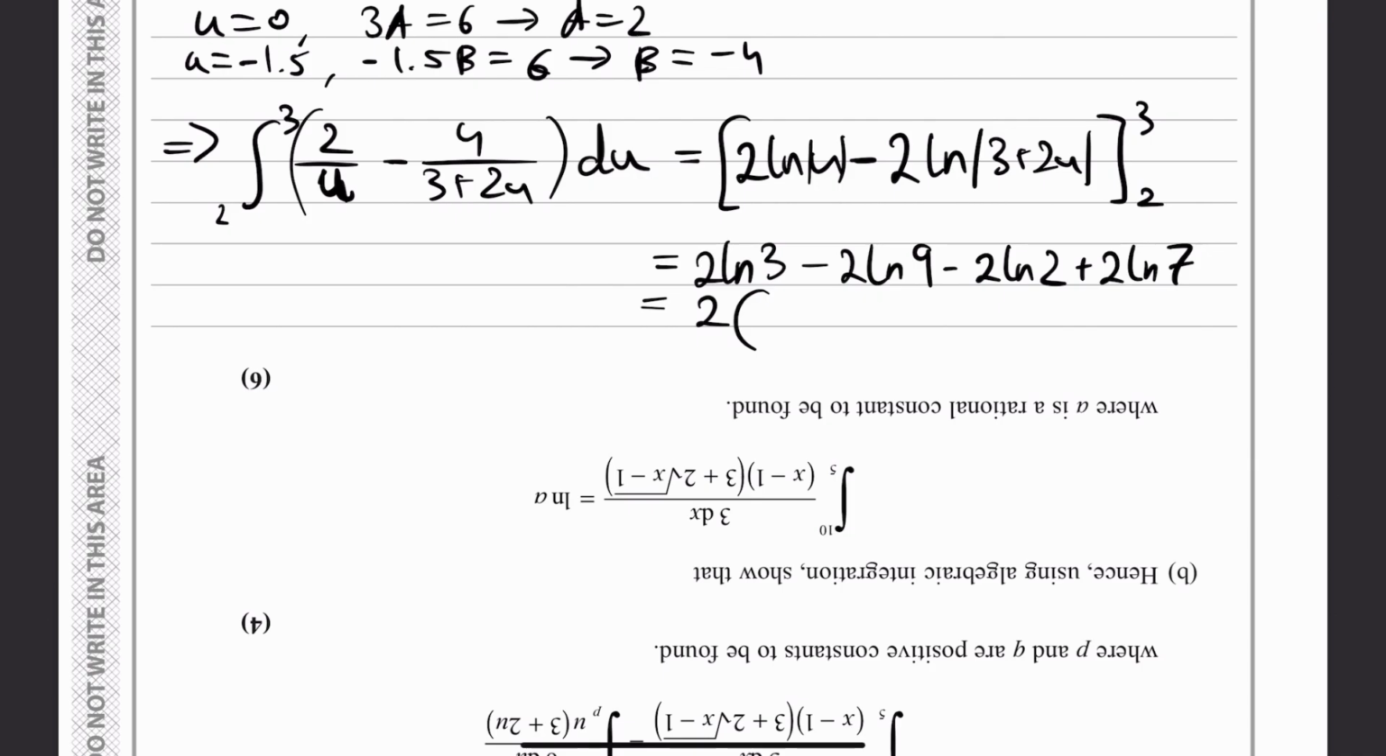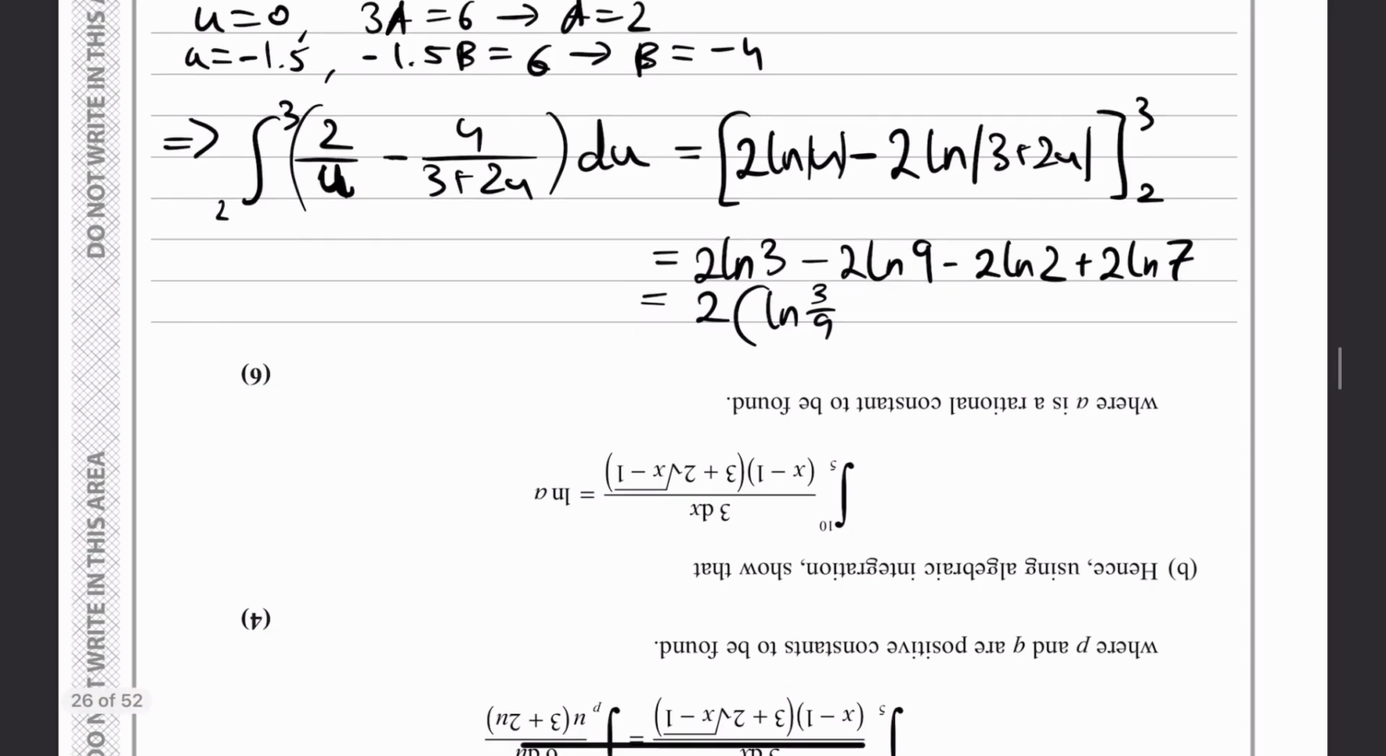now we get ln 3 over 9, and then let's put this plus ln 7 over 2, like that, and then we can just simplify this. When you multiply those two together, 2 ln 21 over 18, which is equal to 2 ln 7 over 6. So ln 49 over 36 is the final answer.